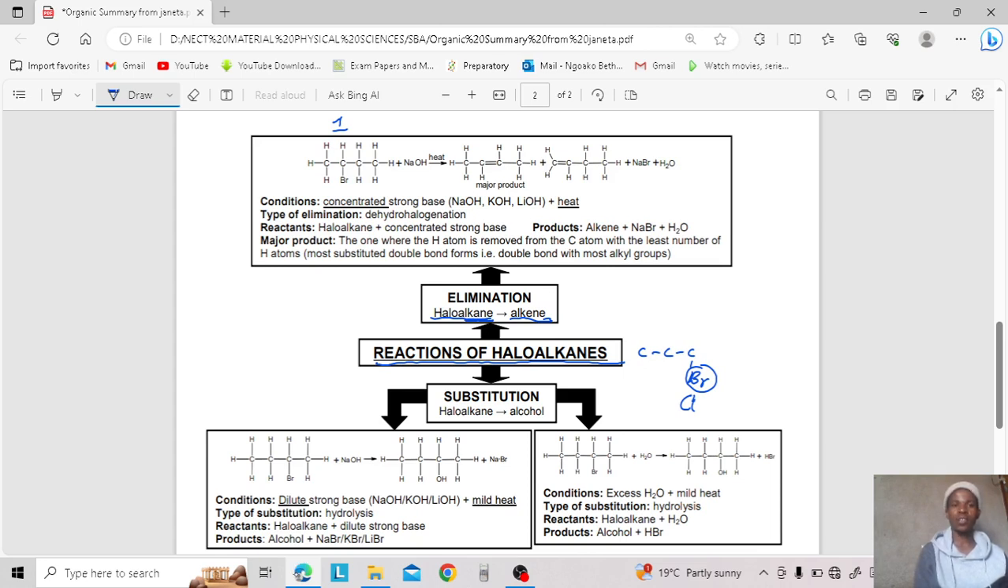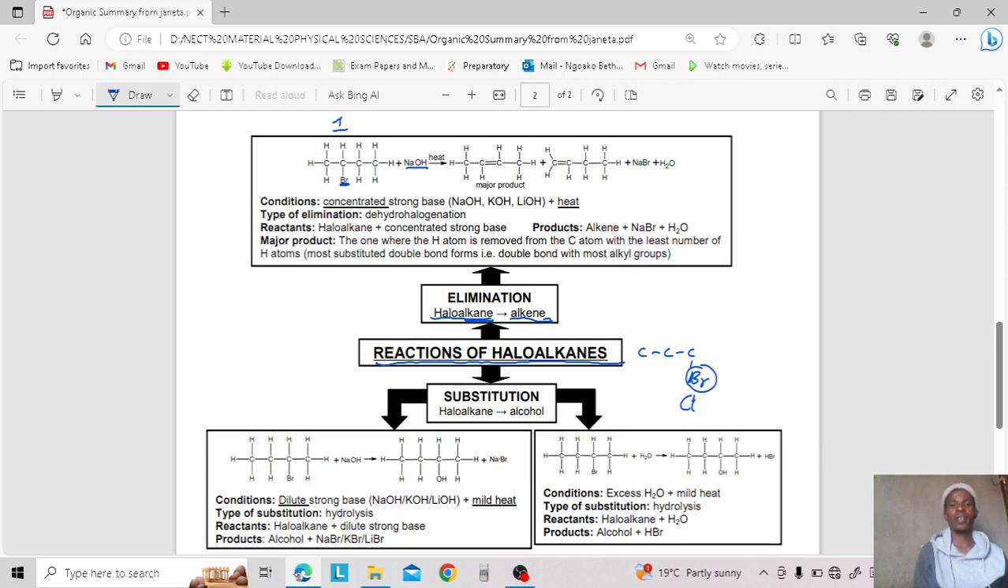Right, let's get into it. So this is our haloalkane. Why is it an alkane? It means we have single bonds between the carbon atoms. Then here we have a halogen, group number 7, Br. Now this haloalkane is a reactant.